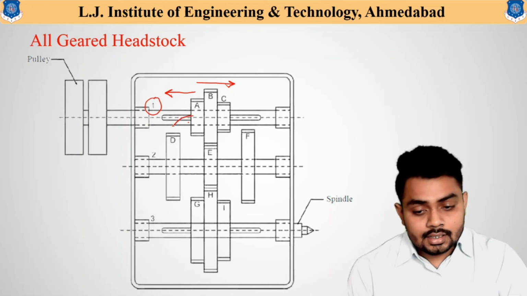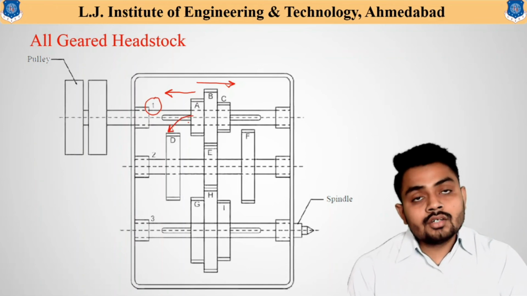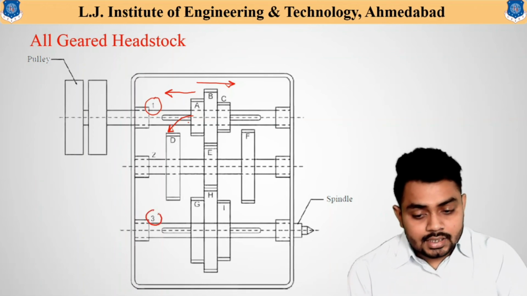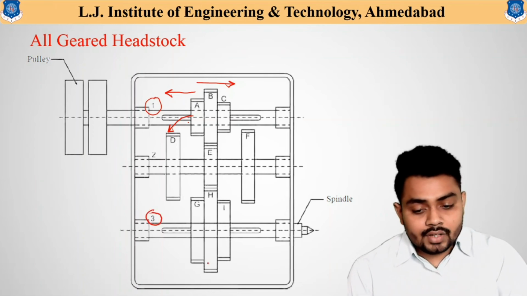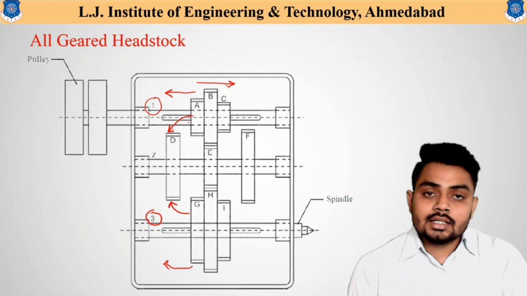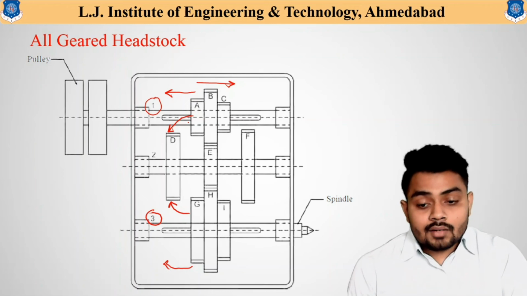This gear A comes into contact with the gear D. Similarly, on shaft 3, by using the lever arrangement, when this particular gear assembly is shifted toward the leftward direction, what happens? This gear G comes into contact with the gear D. So now, how is power transmitted?